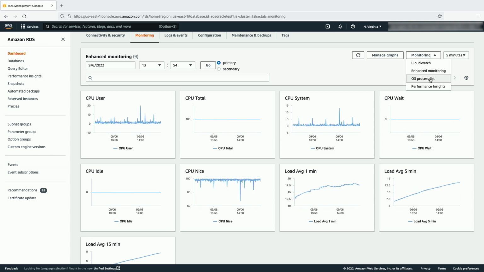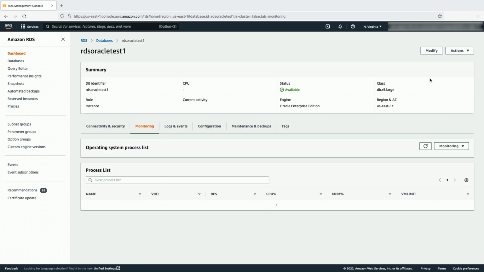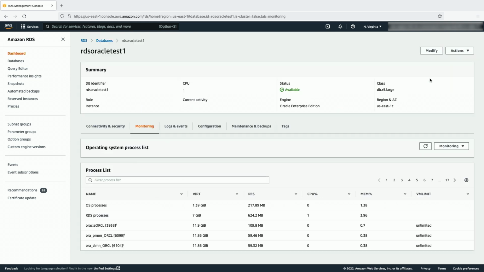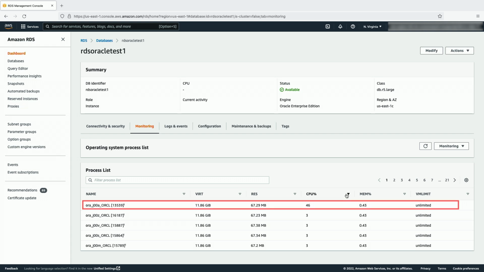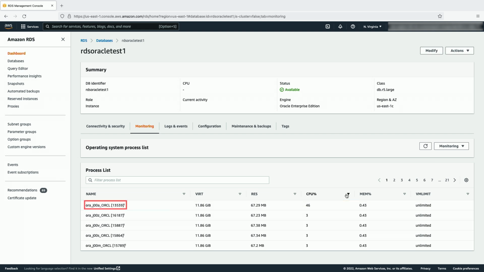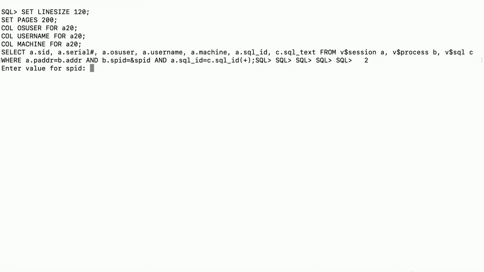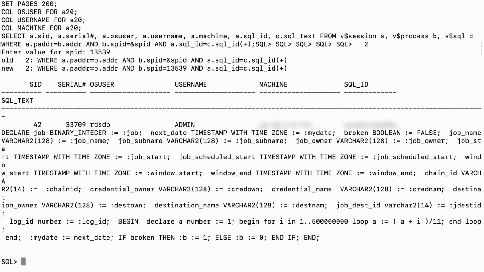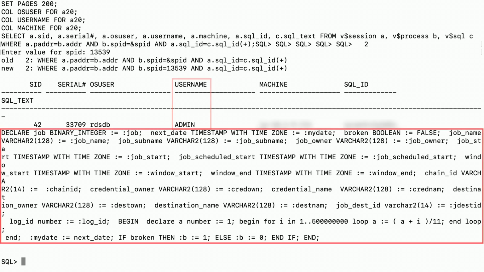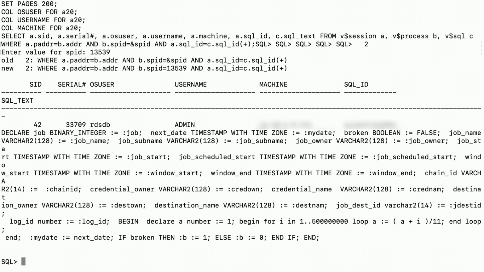select OS process list from the monitoring drop-down list. Then sort the list by CPU percentage values to identify the process that has the most CPU usage. We can see that there is a specific process consuming most of the CPU. Because the PID of the process is also provided, let's connect to SQL Plus and run a query that will help us to identify the user and the SQL query that's causing high CPU utilization.